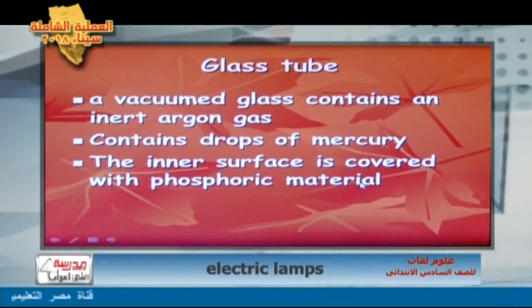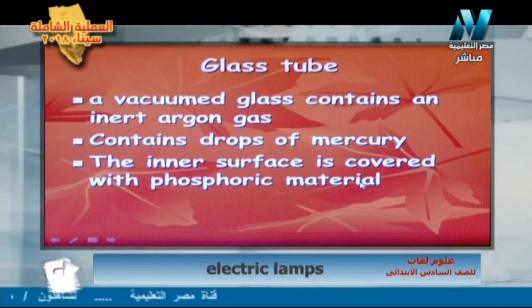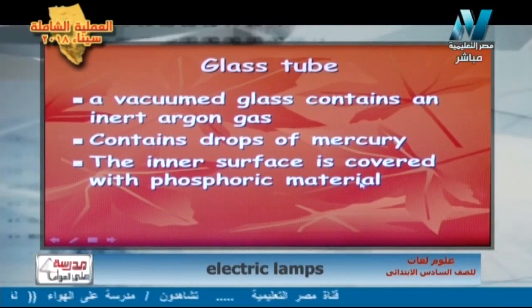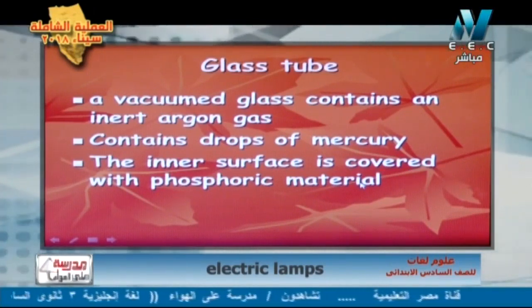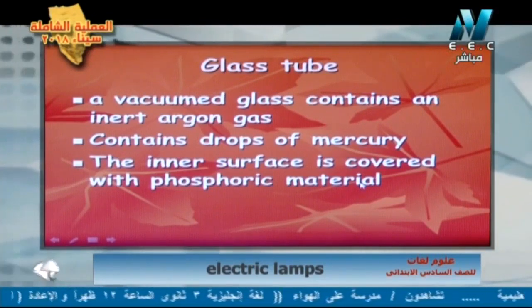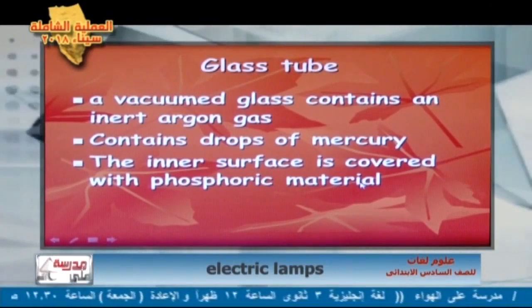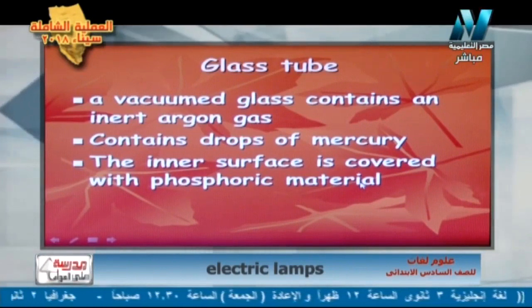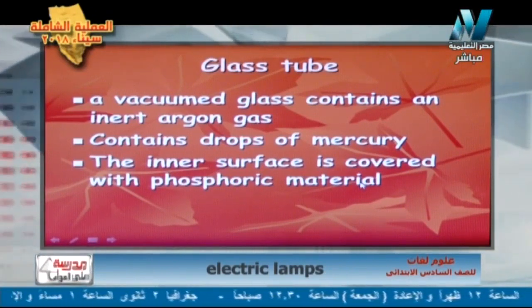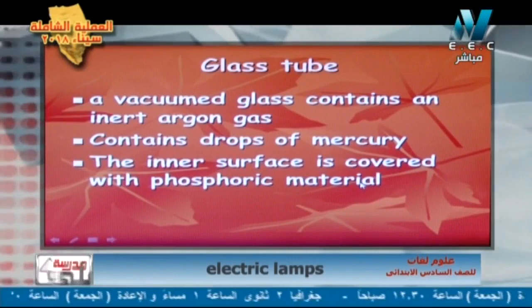هي زجاج مفرغ. كلمة vacuum يمكن أول مرة نسمعها. Vacuum means has no air، ما فيهاش هواء خالص، لكن فيها الجاز اللي هيمنع البيرنينج، وهو نفس الجاز المستخدم في اللايت bulb اللي هو inert argon gas. So again, a vacuumed glass contains an inert argon gas. Contains also drops of mercury.